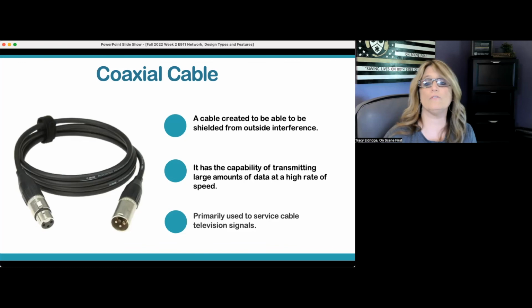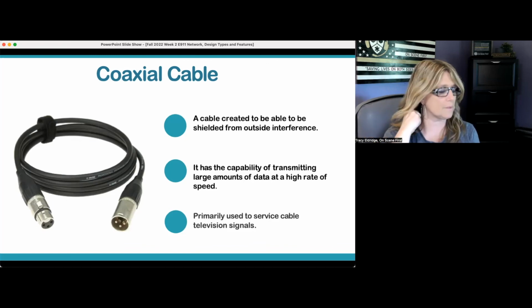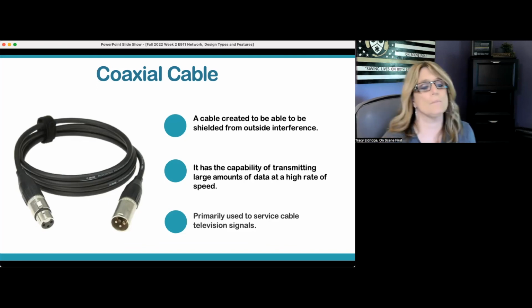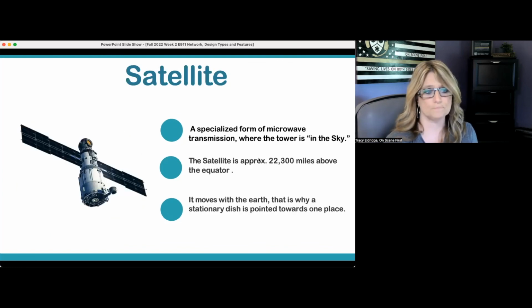But I think with the fiber optic, you may not see the interference question. You might more see the question that's regarding the light, right? The pieces of glass and light. But coaxial cable is also pretty heavy duty and protective. It has the capability of transmitting large amounts of data at a high rate of speed. Okay, so when you see that we used to use these for cable television, that's a lot of stuff that's going through one of these lines.